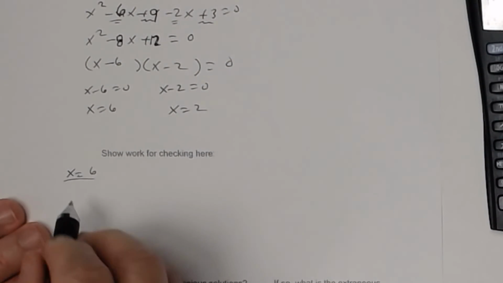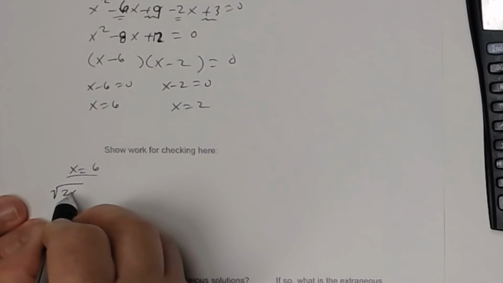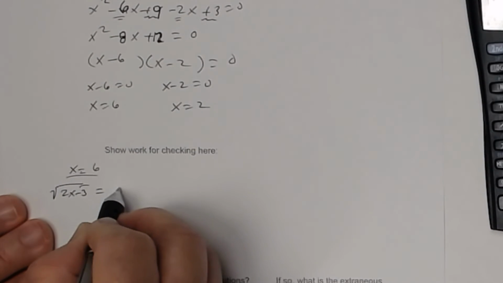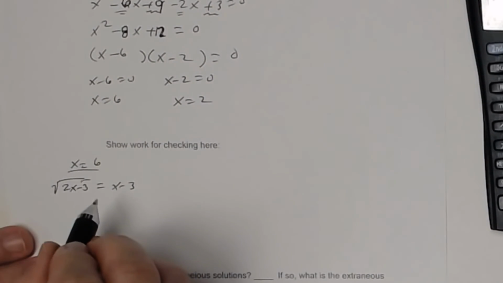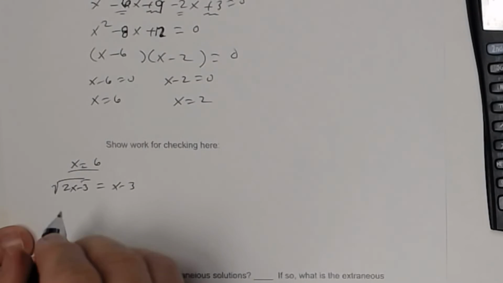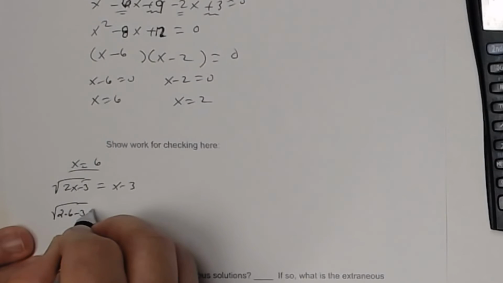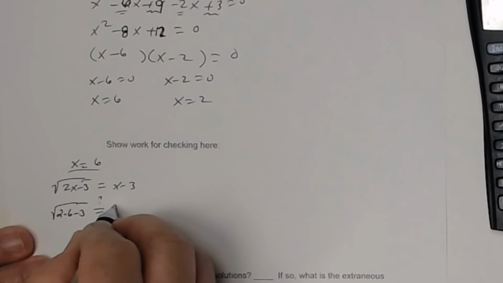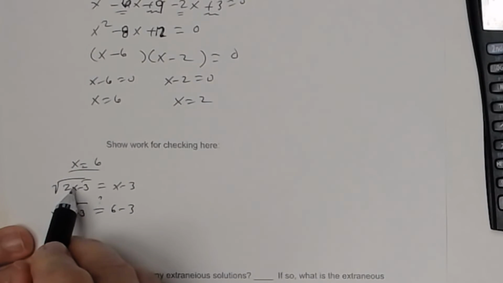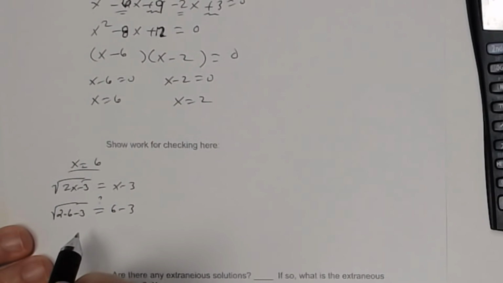Okay, so we're going back to the original equation. So here's the original equation. Square root of 2x minus 3 equals x minus 3. So wherever you see the variable x, I'm going to substitute 6. So I get the square root of 2 times 6 minus 3. And I want to see if that's going to equal 6 minus 3. So wherever I saw the variable x, I substituted 6.